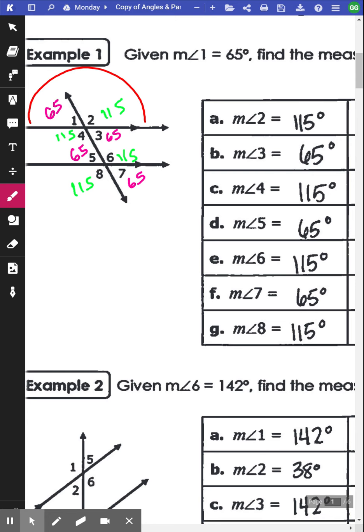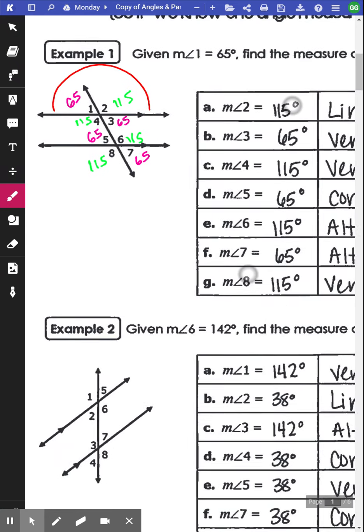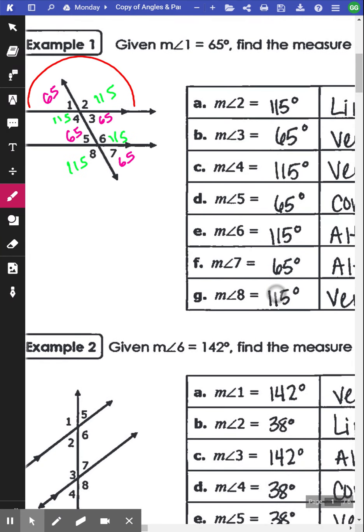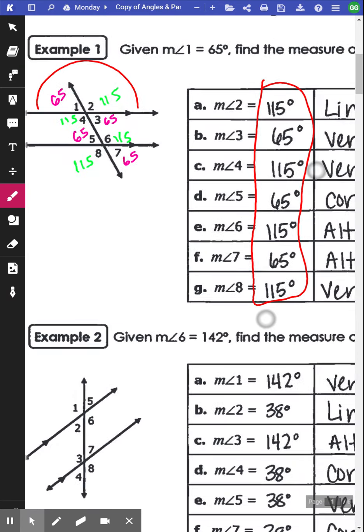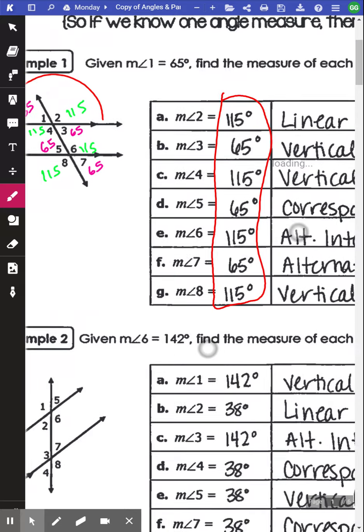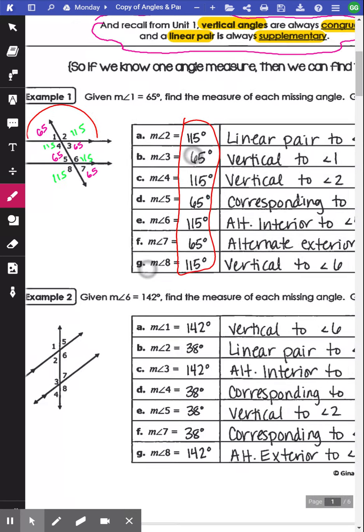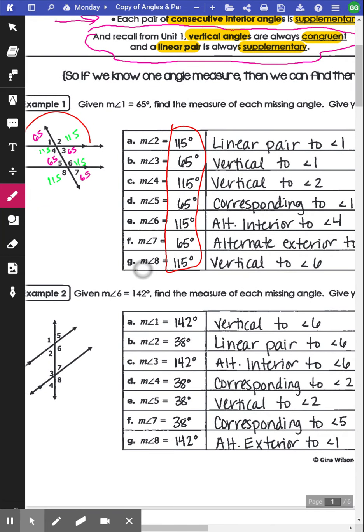So once I've labeled these, then answering these questions on the right shouldn't be too hard. Angle 2 is 115, angle 3 is 65, and such. I just filled all of these in. Now the reasonings: why did I consider angle 2 115? Because it's a linear pair to angle 1. A linear pair equals 180 degrees, and so I had to subtract 65. Angle 3 was vertical to angle 1. Angle 4 was vertical to angle 2.